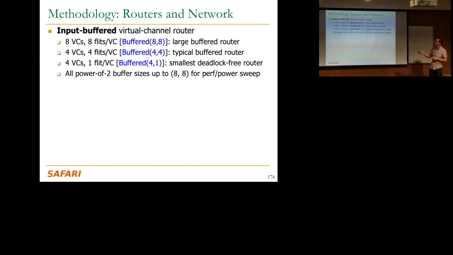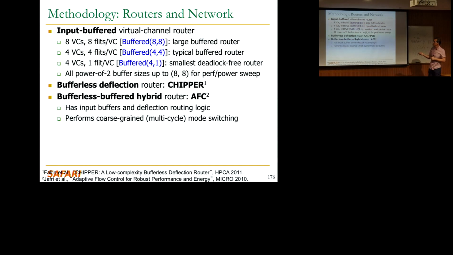We're going to look at a bunch of buffered networks. And we're going to look at chipper. We're going to look at some other bufferless-buffered hybrid router that was proposed by someone else. Basically, the idea is you have coarse-grained mode switching. You switch between bufferless and buffered modes over here to try to get the best of both worlds. But you pay the cost of buffers. In this case, you have to have buffers.